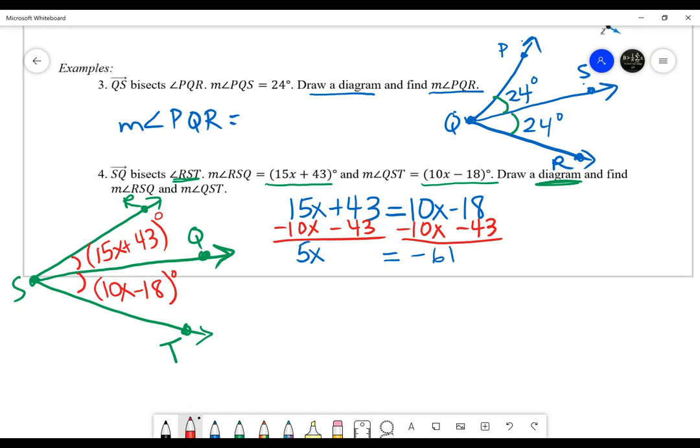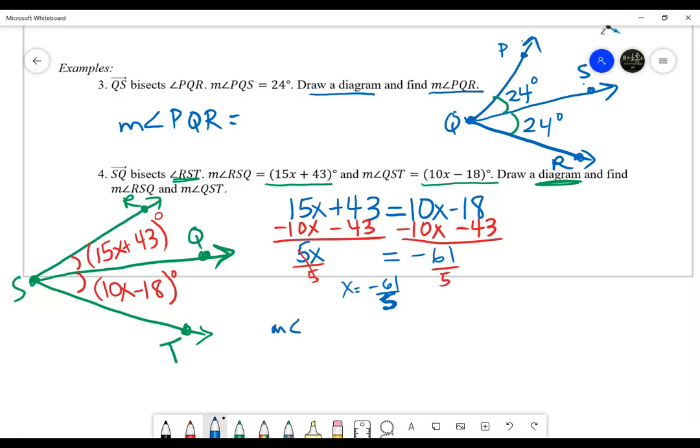So I just need to get x by itself, isolate it. So I'm going to divide. I get x equals negative 61 over 5. Obviously, I'm not done because I still don't have the angles. So don't worry about it being a fraction. The fractions are your friends. But now we have to plug this x in to get RSQ.